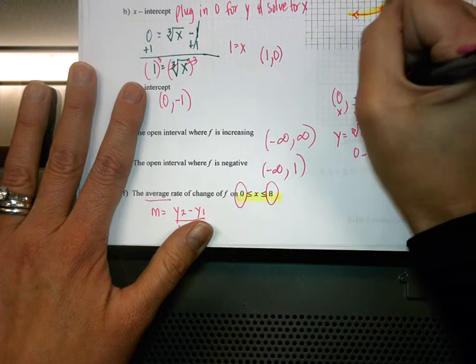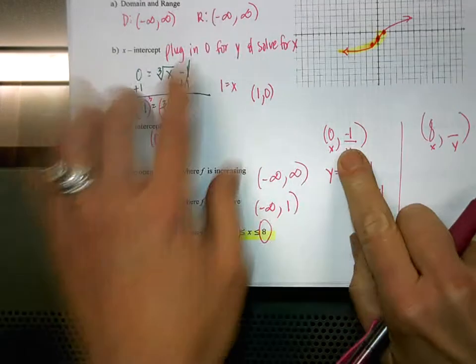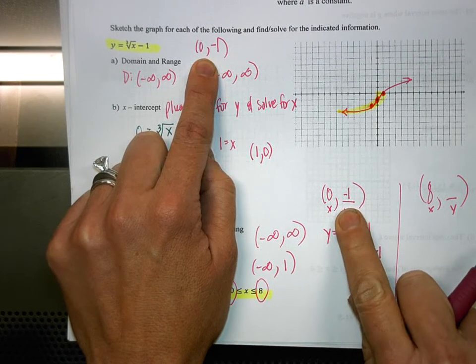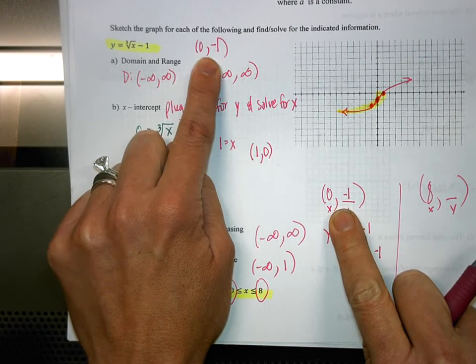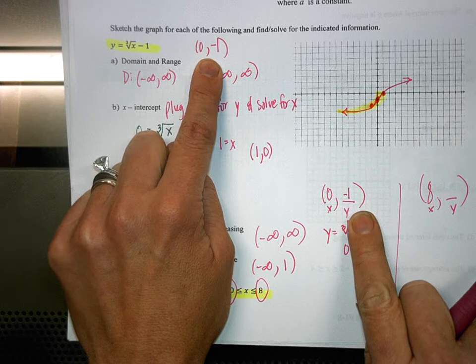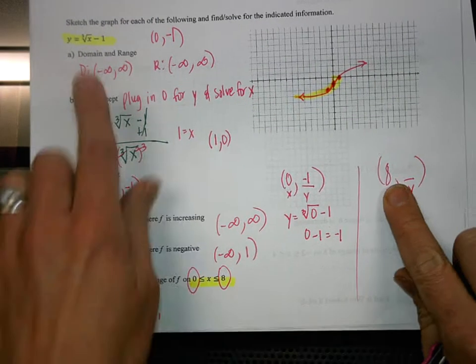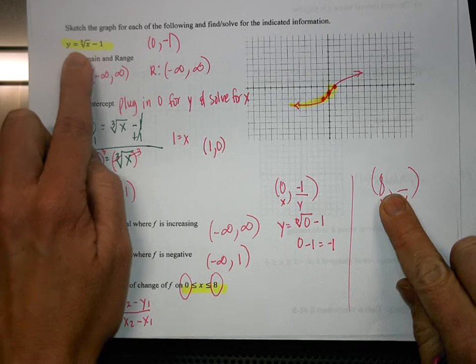So 0, negative 1. If you had noticed that we already had x is 0 up here, you didn't have to do all that work, but I didn't notice it. So we did the work and found that it's also negative 1. Okay, so we have one ordered pair. Now to get the other ordered pair, we're going to plug 8 into our equation.